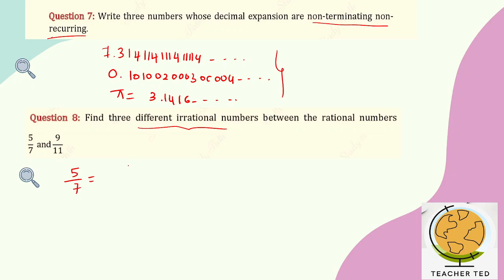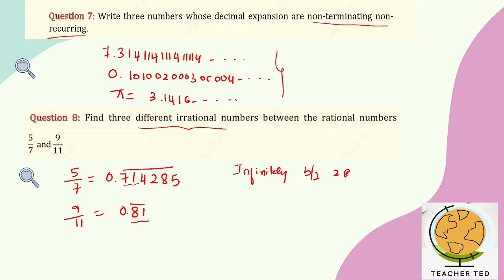If you do the decimal expansion, the answer would be like this: 0.714285 whole bar. For 9 by 11, you will get the answer as 0.81 whole bar. You observe here carefully, the answer lies between 0.71 and 0.81. Take the first two digits and write, because we know infinitely many numbers can lie between two rational numbers. So we can take any three numbers.